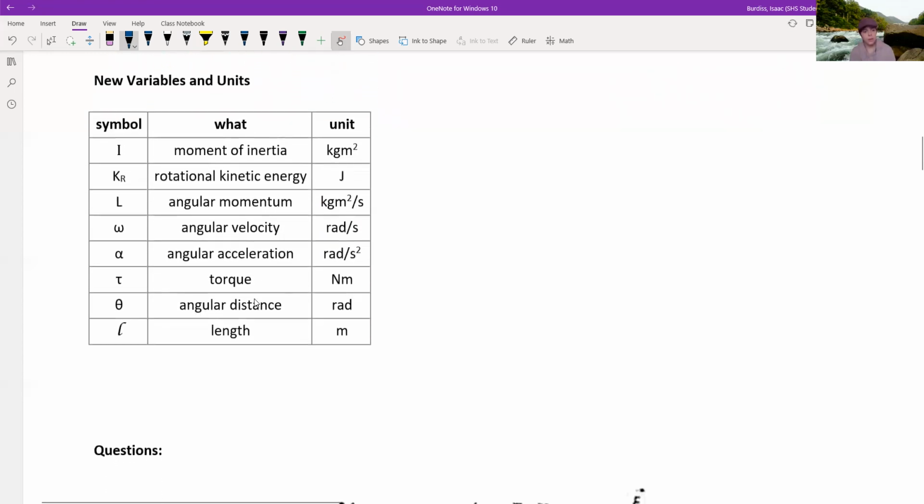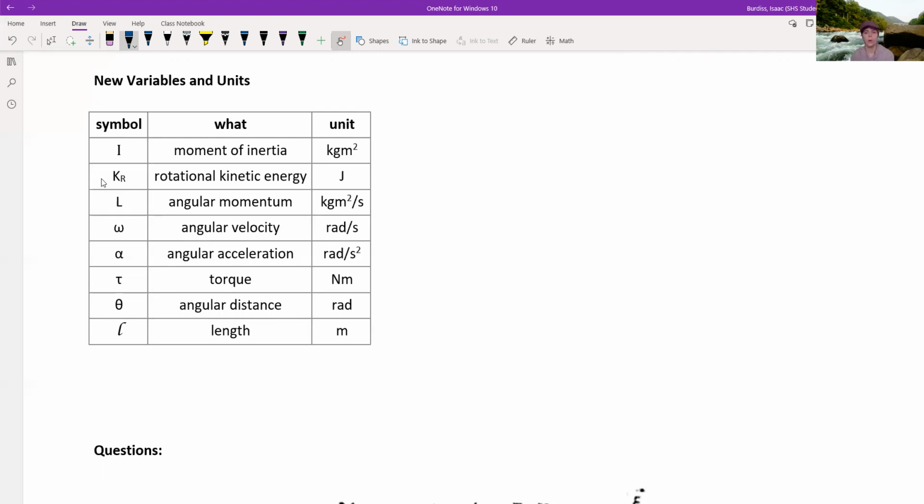What are the new variables that we learned? So we learned I, which was moment of inertia, and the unit for that is kg m squared. We learned Kr, which is rotational kinetic energy, which is in joules. We learned L, which is angular momentum, which is kg m squared divided by seconds. I know what the variables stand for, and you should too, but I'm just not saying it for time's sake.